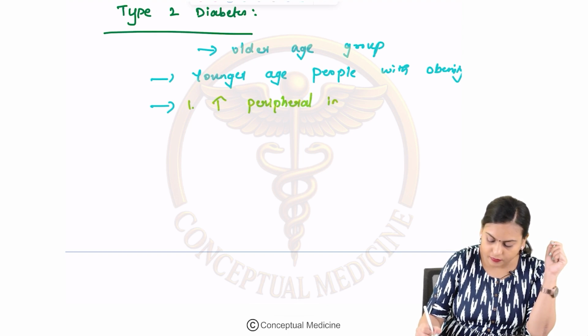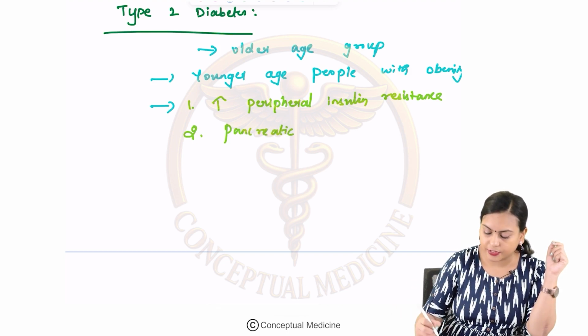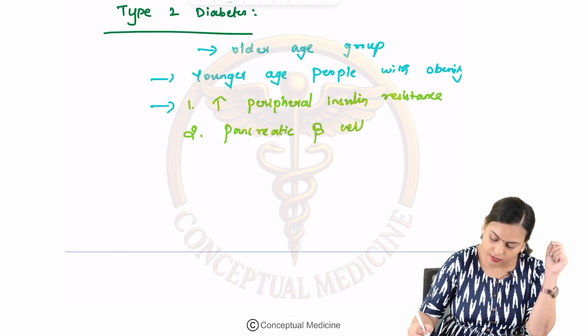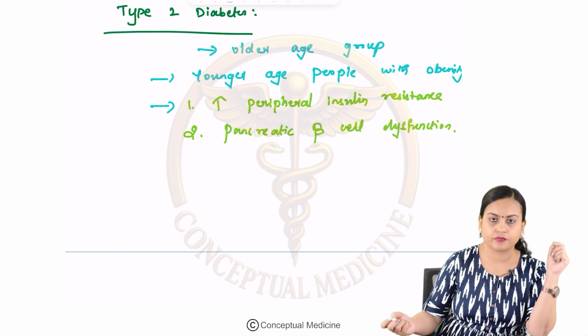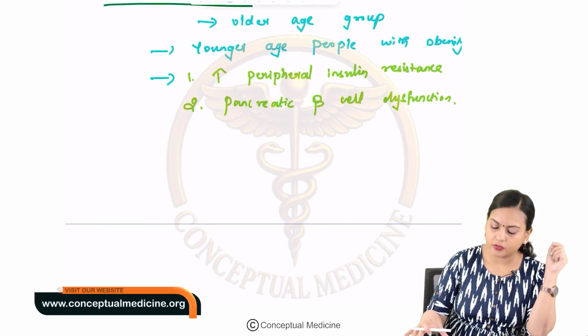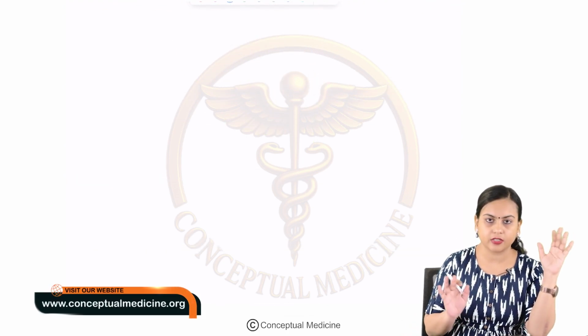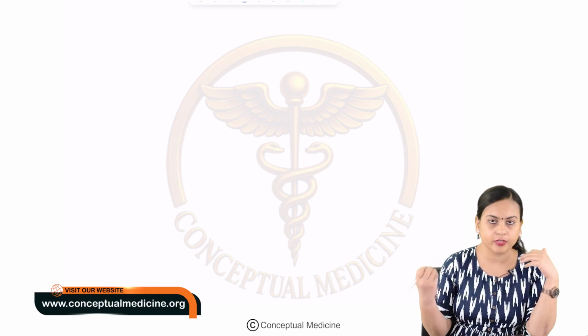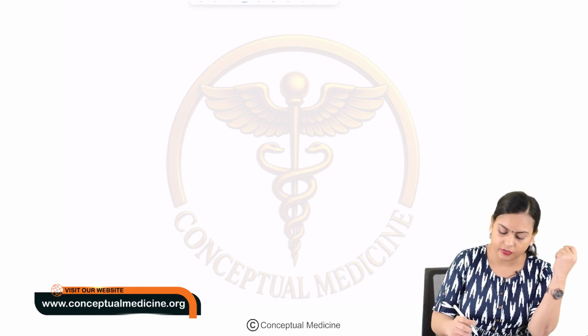So, first point is increased peripheral insulin resistance. Next one is pancreatic beta cell dysfunction. Clear? So, this is what you have to know about the pregestational diabetes types. Now, we will go on to the gestational diabetes itself.